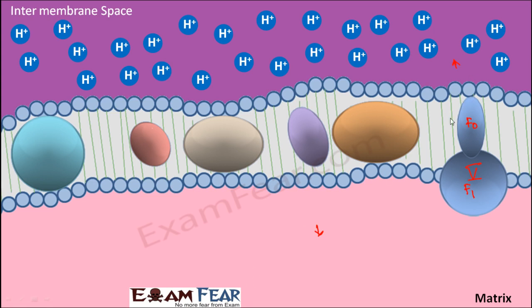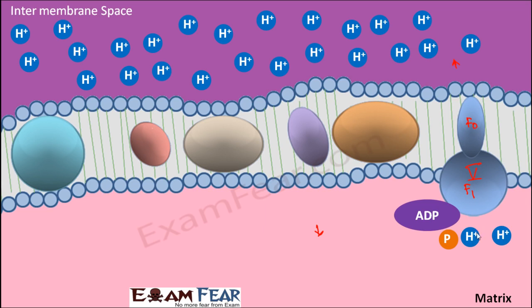This F0 acts as a channel through which the H plus ions can travel and come to this side. So basically the concentration gradient is breaking down. Here I have just shown that 2H plus is coming in, but actually it is not just 2H plus. All the H plus will start to move here. In order to avoid confusion, I have just shown 2H plus.